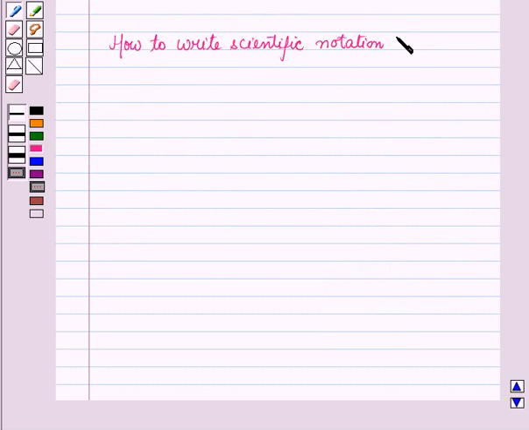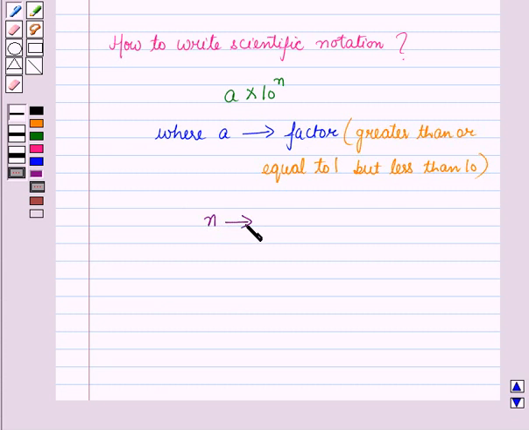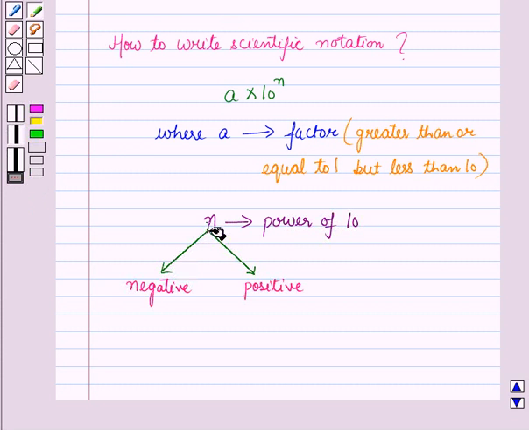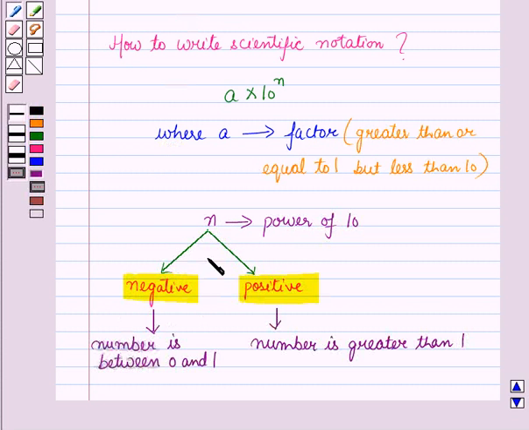Now let us see how to write scientific notation. A scientific notation of a number is written as A into 10 raised to power n, where A is called the coefficient or factor, which is greater than or equal to 1 but less than 10, and n is the exponent or power of 10. Now n can be a negative integer or a positive integer. This exponent will be negative when the number to be expressed in scientific notation is between 0 and 1, and the exponent will be positive when this number is greater than 1.